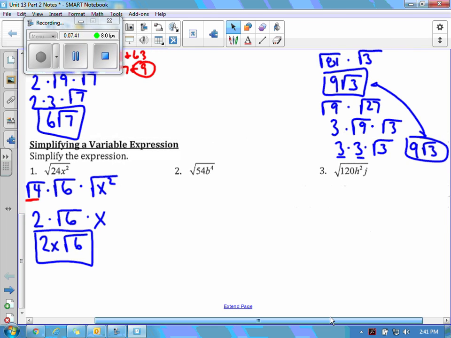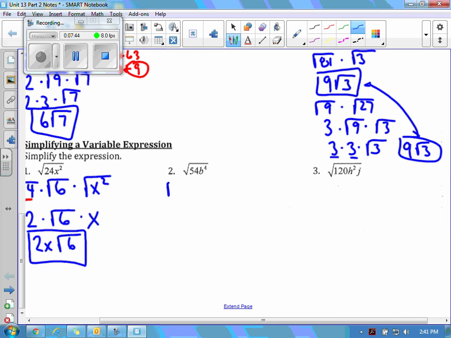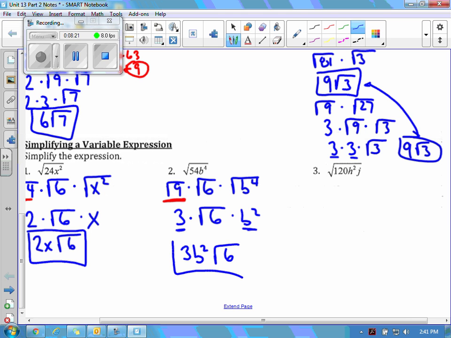Let's look at number 2. I'm going to split 54 into the square root of 9 times the square root of 6, and then I have the square root of b to the 4th. Again, I chose 9 and 6 because 9 is a perfect square. The square root of 9 is 3. There is no square root of 6. The square root of b to the 4th is b to the 2nd, because the square root of 4 is 2. So I can multiply the 3 and the b squared together because they're on the outside. And then the square root of 6 will stay on the inside.